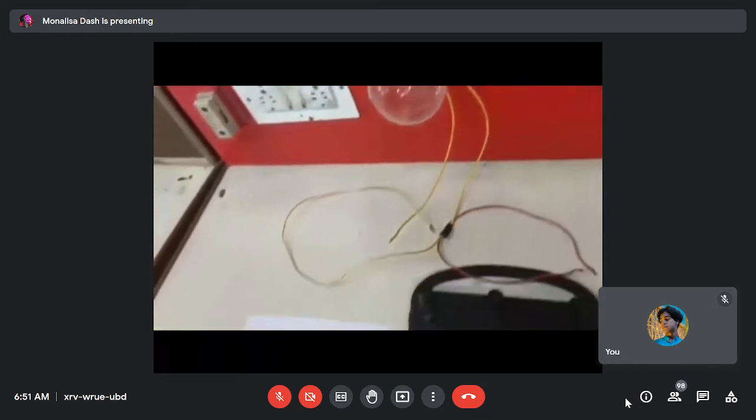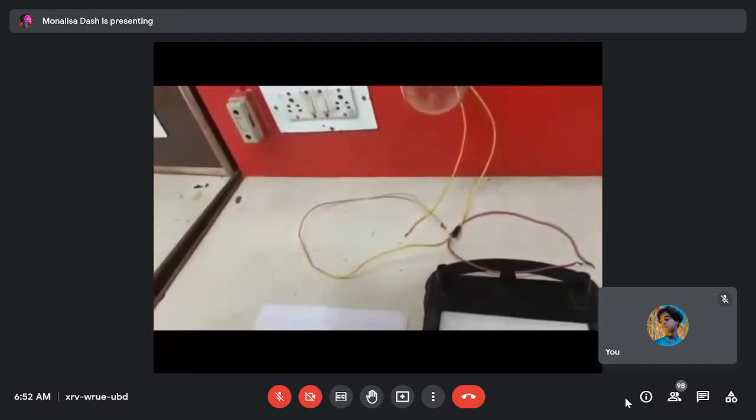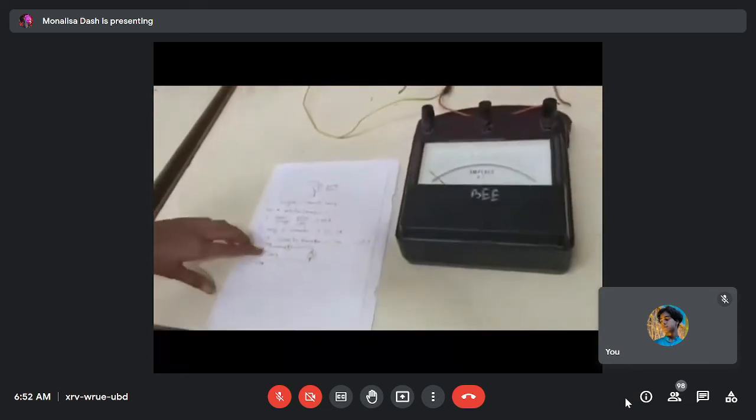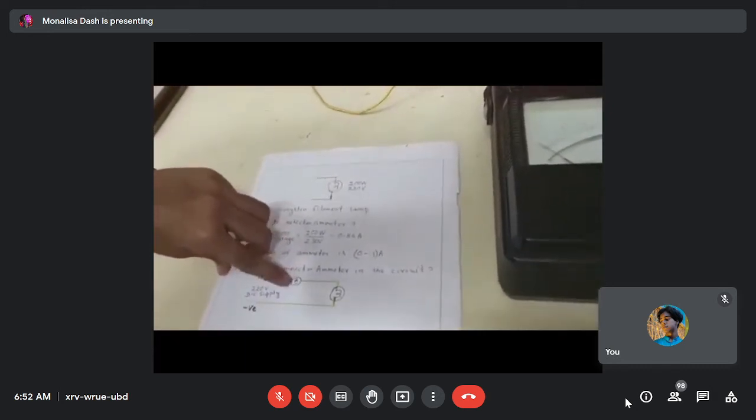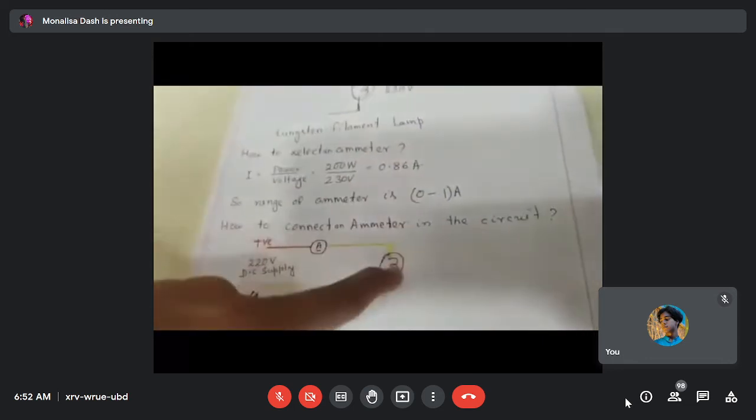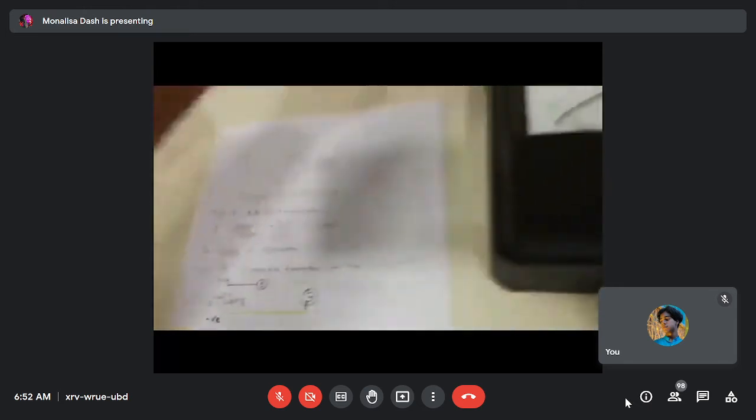Now we connect that. In that circuit, this is my positive terminal and this is my negative terminal, and this is my ammeter common, and this is my 1 ampere. This positive terminal goes to the common point of the ammeter, and then the range of the ammeter goes to the bulb, and the bulb return point goes to the negative point. So that we connect the circuit.